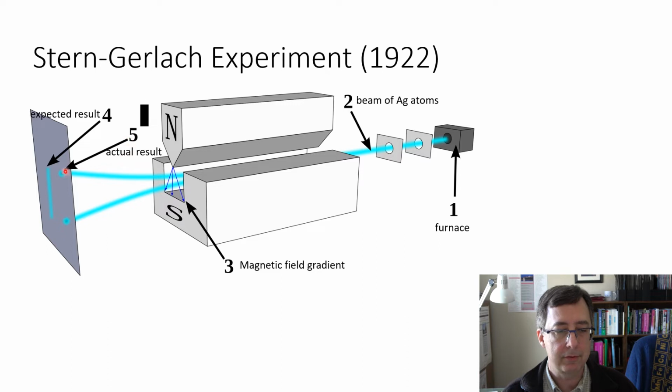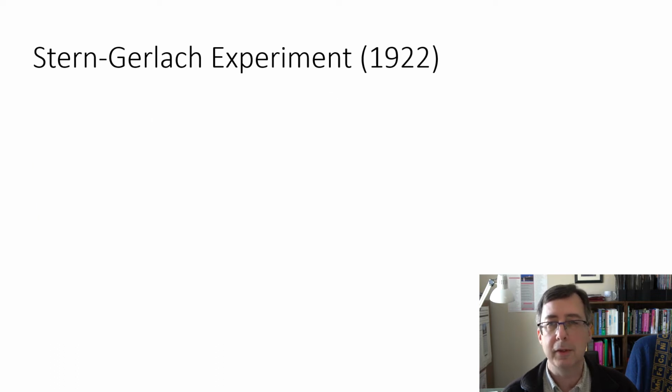So here's the actual result in 5 compared to the expected result in number 4. And so there was a quantization of the deflection in a magnetic field, which was not understood or not expected, but obviously some kind of quantum effect. And this experiment led to the understanding of spin.